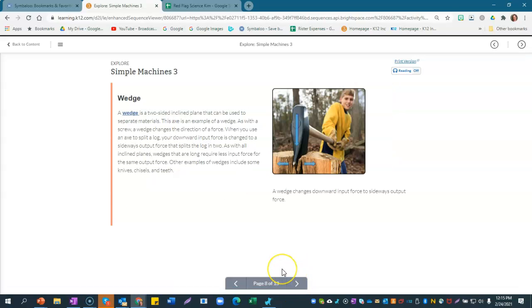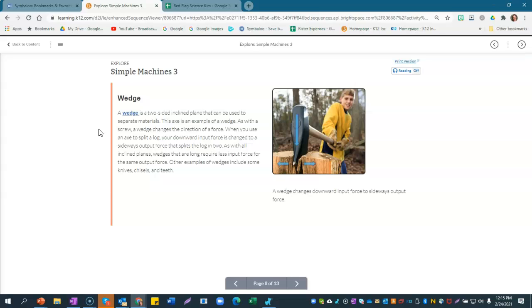All right, a wedge. A wedge is a two-sided inclined plane that can be used to separate materials. So in your notes, I would definitely put an axe as an example, and make sure you have the definition of a wedge. This axe is an example of a wedge, and so as with a screw, the wedge changes the direction of a force.